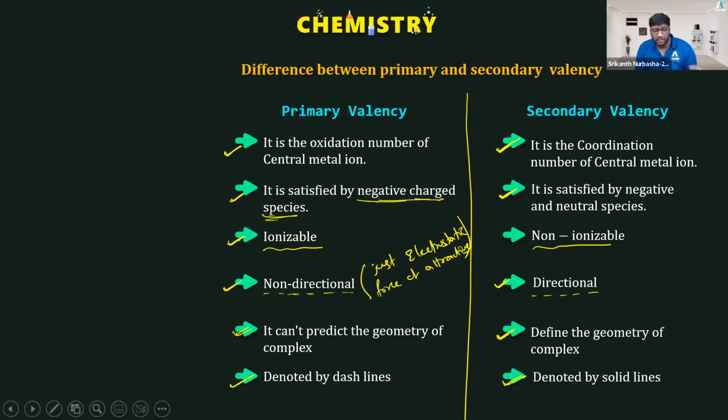So simple logic: primary valency explains the oxidation number of the central metal ion. Secondary valency talks about coordination number. Primary valency is satisfied by negatively charged ions; secondary valency by negatively charged as well as neutral ligands. Primary valency is ionizable, secondary valency non-ionizable. Primary valency is non-directional, secondary valency is directional. Primary valency cannot predict the geometry and is denoted by dashed lines. Secondary valency defines the geometry and is denoted by solid lines.